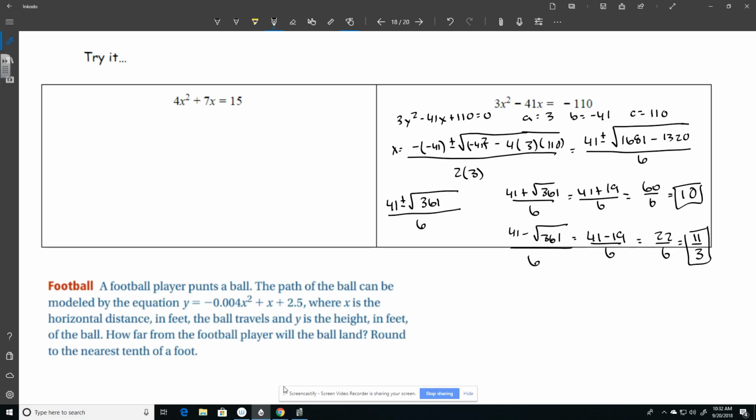So there's my two solutions. X is equal to 10 and 11/3. I don't want to get this decimal. I'm going to leave it as a fraction because that's not going to be a very nice decimal.